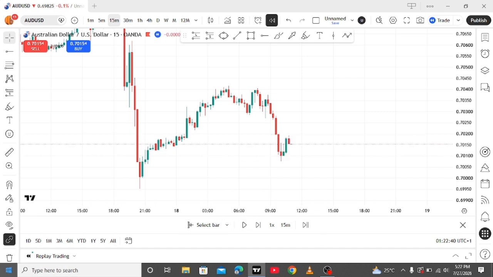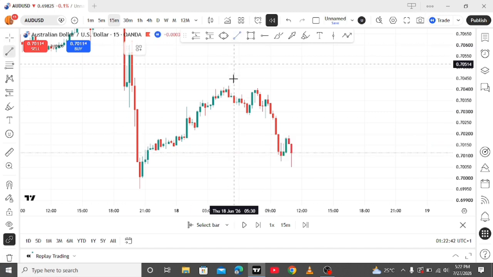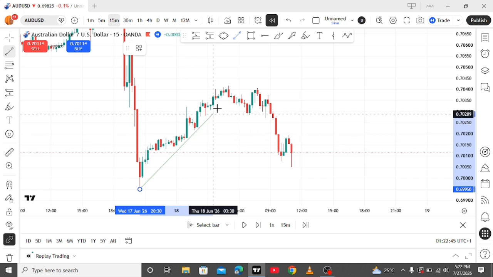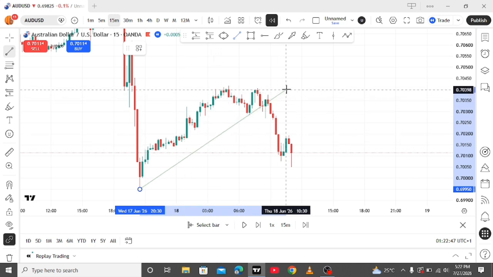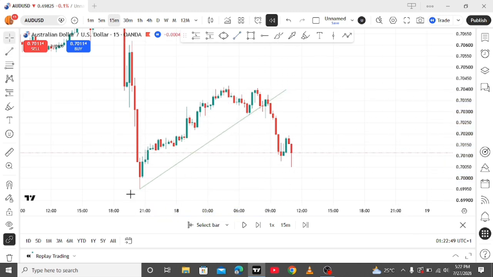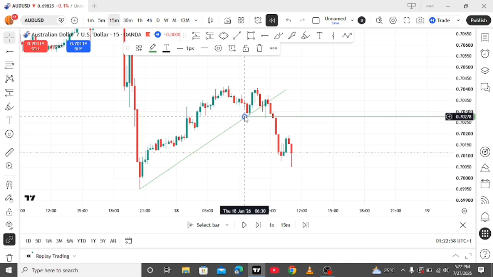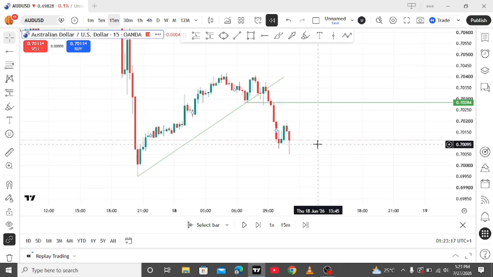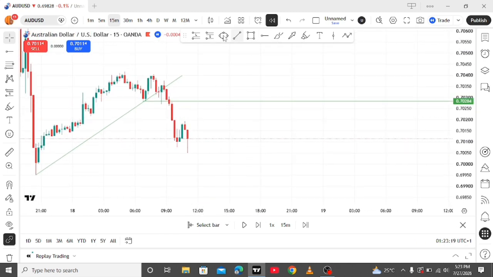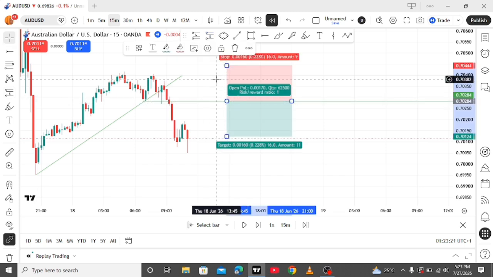Now the market has retraced to the upside, giving us an opportunity to mark out our trend line, giving us 2 touches. We can mark out this trend line from here and here. You can see this is the first touch of the trend line, and this is the second touch of the trend line, and then mark out our support level, which is now broken into resistance. So this way we'll enter a short position and we'll wait for the market to come to our position.